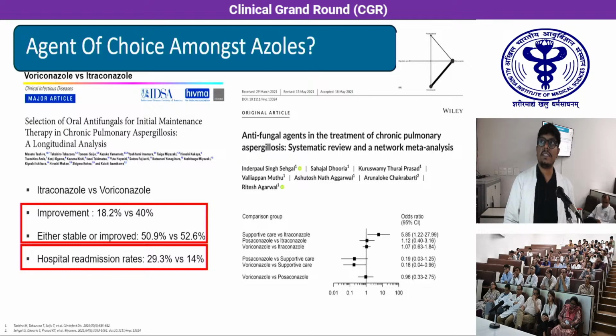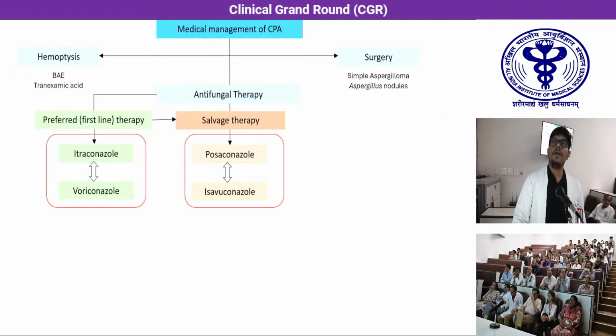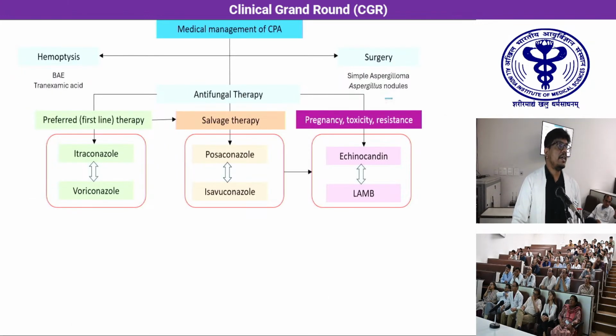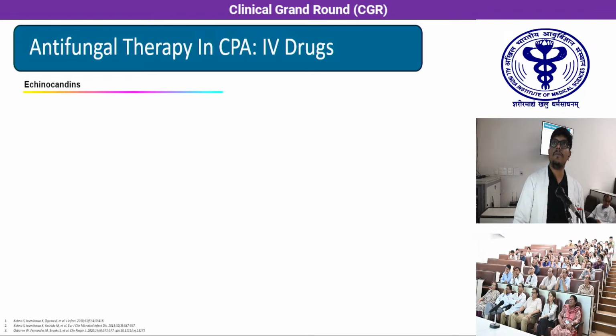A subsequent systematic review and network meta-analysis had compared various azoles in terms of their efficacy. As we can see, since most of these lines cross the line of no effect, there is no definite choice amongst azoles to start as initial maintenance therapy. So in patients who have either azole toxicity or azole resistance, and in pregnant patients, our options are more limited. So one has to resort to IV medication. So this includes either echinocandins or liposomal amphotericin B.